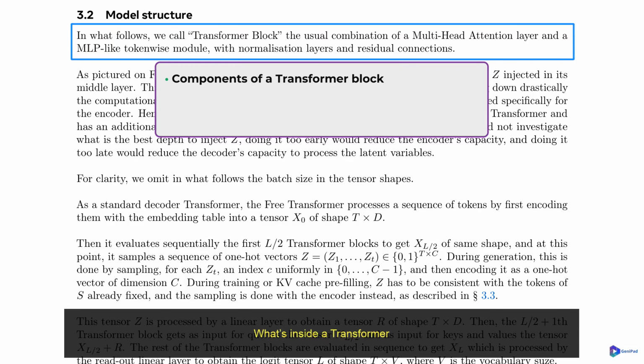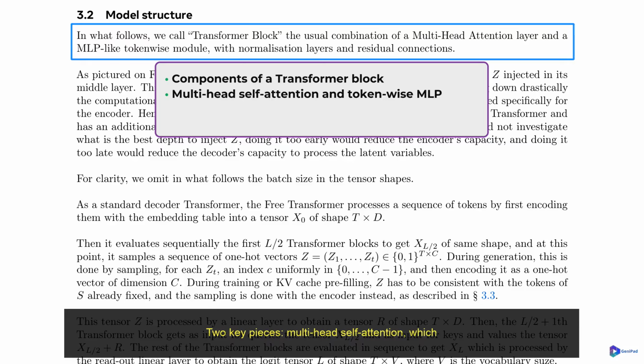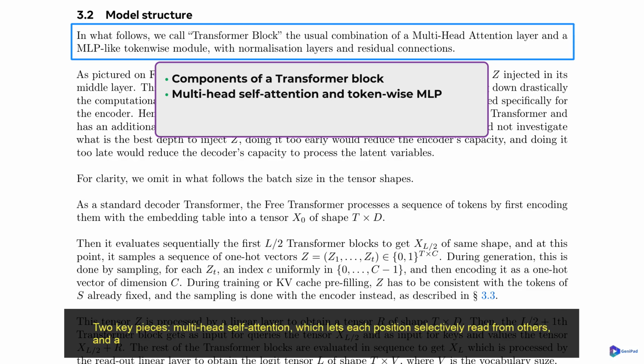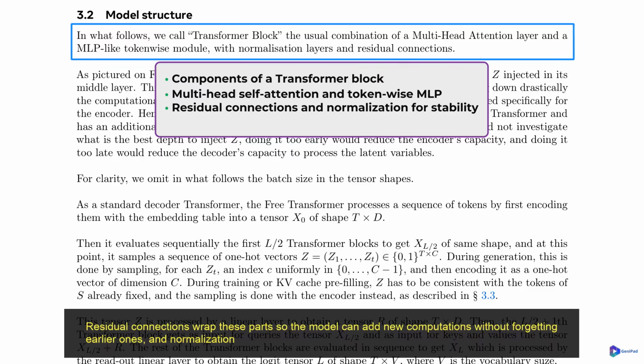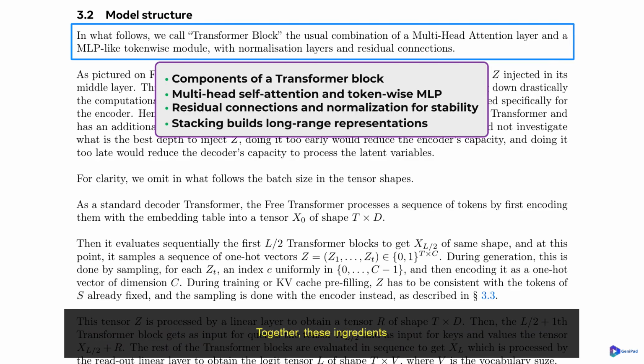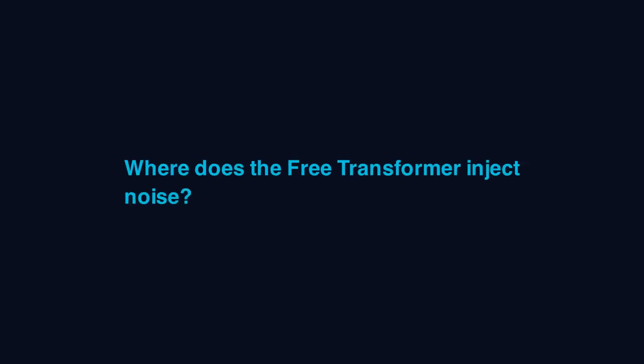What's inside a transformer block? Two key pieces. Multi-head self-attention, which lets each position selectively read from others, and a token-wise MLP that reshapes information at each position. Residual connections wrap these parts so the model can add new computations without forgetting earlier ones, and normalization keeps the scale of activation stable. Together, these ingredients stack to build rich, long-range representations.